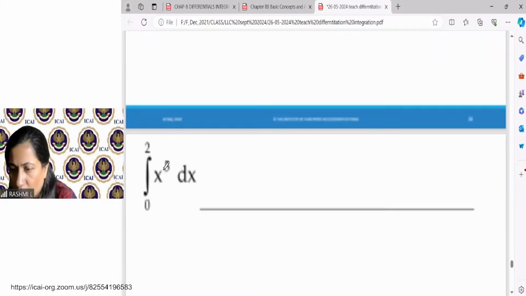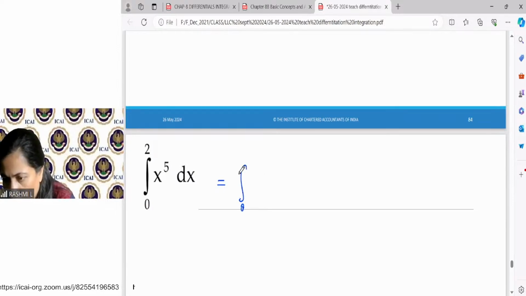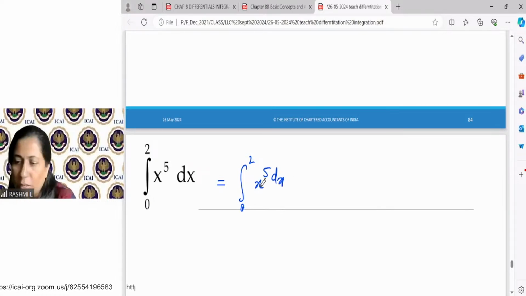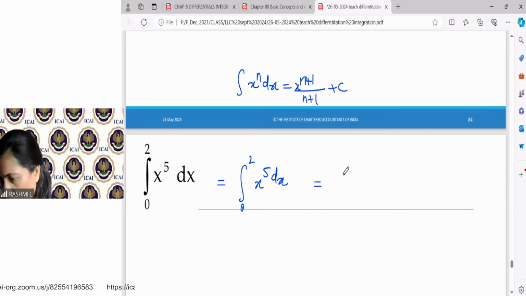Now let us solve this. Integral of 0 to 2 x raised to 5 dx. I know that integral of x raised to n dx is equal to x raised to n plus 1 upon n plus 1 plus c. So this is equal to x raised to 6 upon 6, evaluated from 0 to 2.